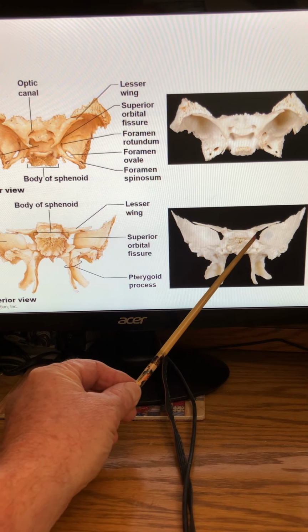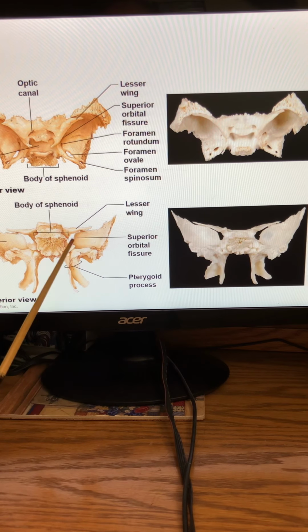Some of the things I'm not going to ask you: there's a separation between the lesser wing and the greater wing, and it's this fissure right here, which is called the superior orbital fissure. So that takes care of the sphenoid bone, which is a god-awful bone to actually see in real life.